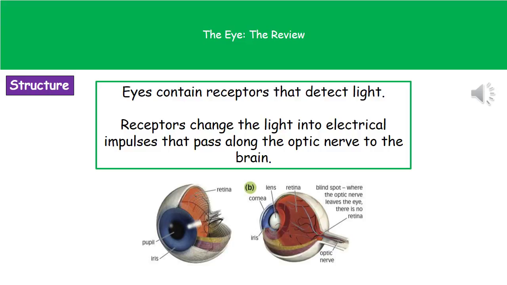So what those receptors actually do is they're going to change the light into an electrical impulse that then passes from the eyeball along the optic nerve and to our brain, which then interprets those impulses and tells us what we see. So in the diagram at the bottom there, you can see those key features. So you do need to be able to label one of those diagrams in the exam. So you've got the pupil, the iris, the retina, cornea, lens, and the optic nerve.